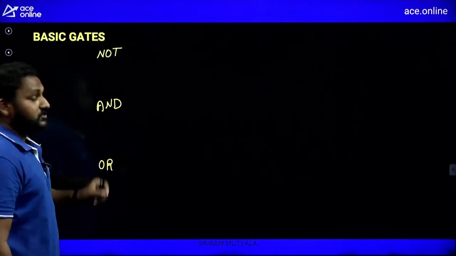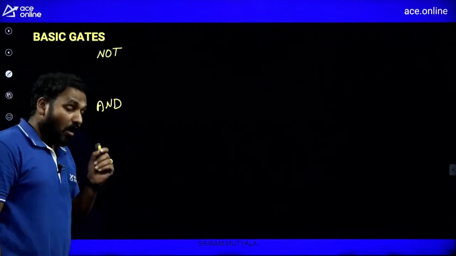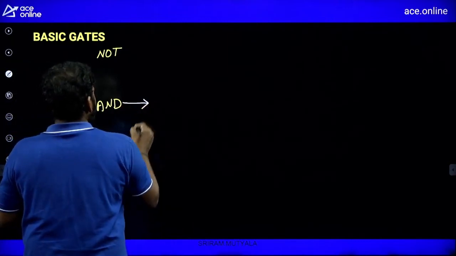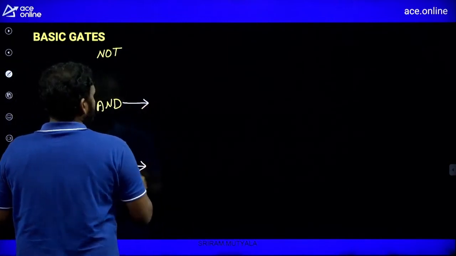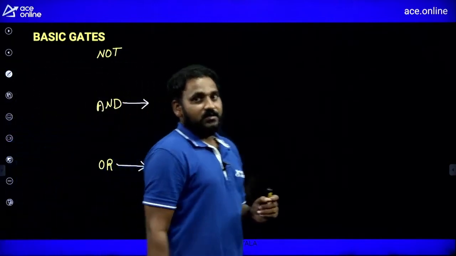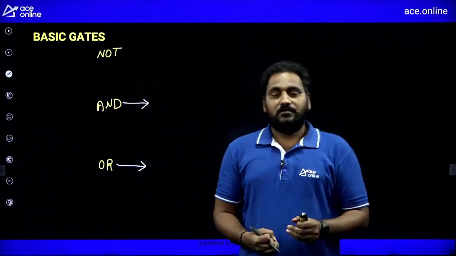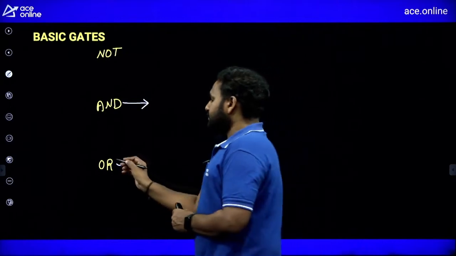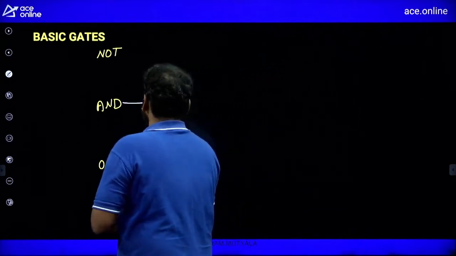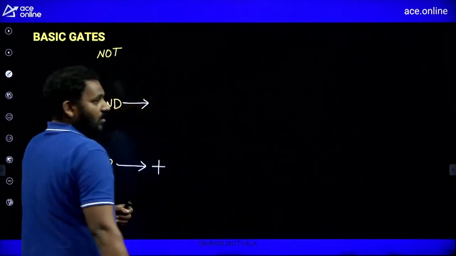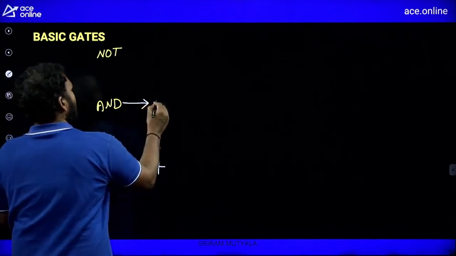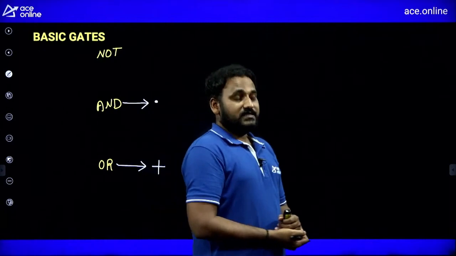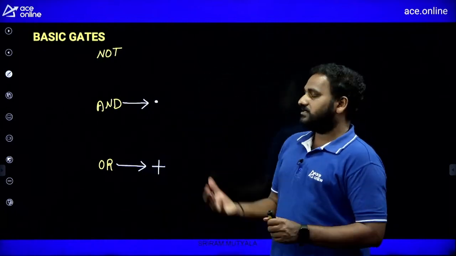What are the notations? We can call them operators of these logic gates. They are asking about the operator symbol. Very simple questions. But if you don't have an idea, definitely we will get confused. Operator symbol for OR gate is plus. Everyone knows this. Operator symbol for AND gate is dot. Also, everyone knows this. But generally people underestimate them.